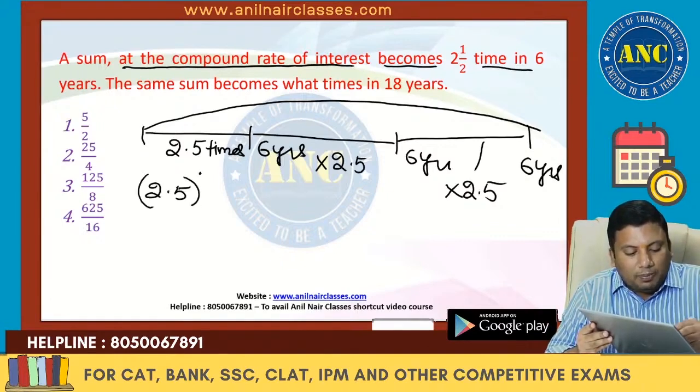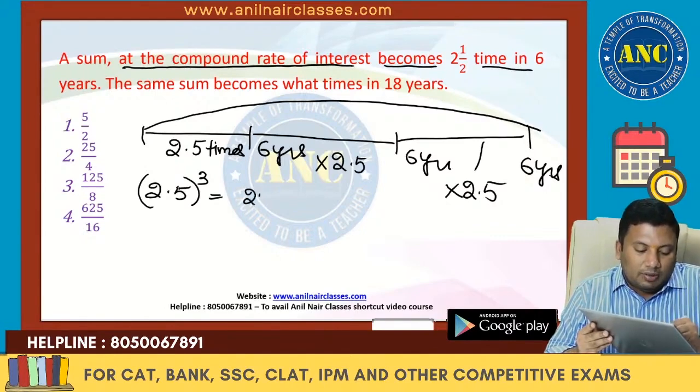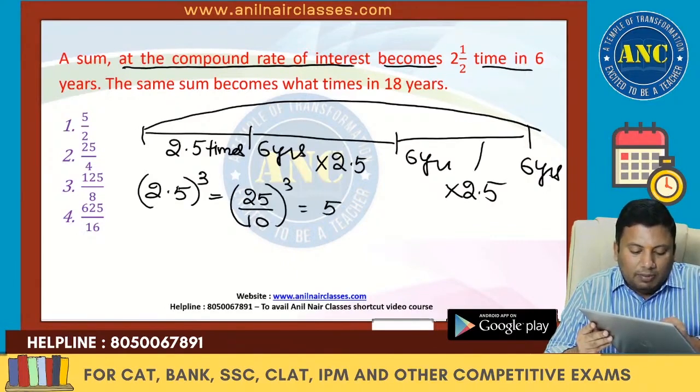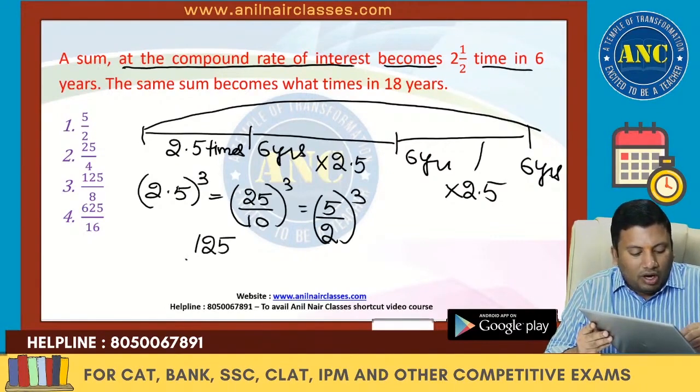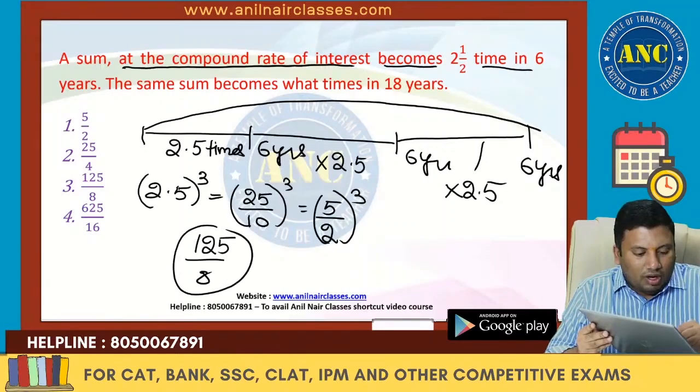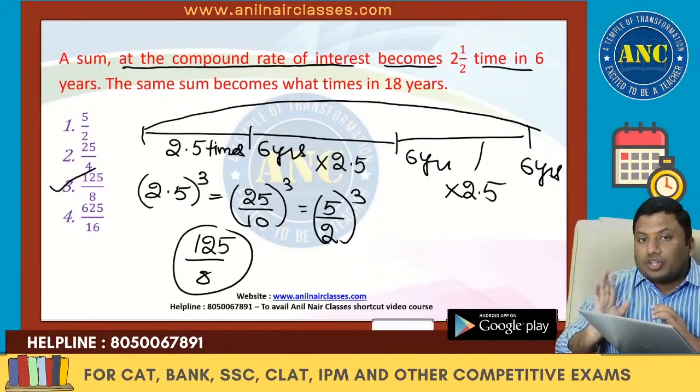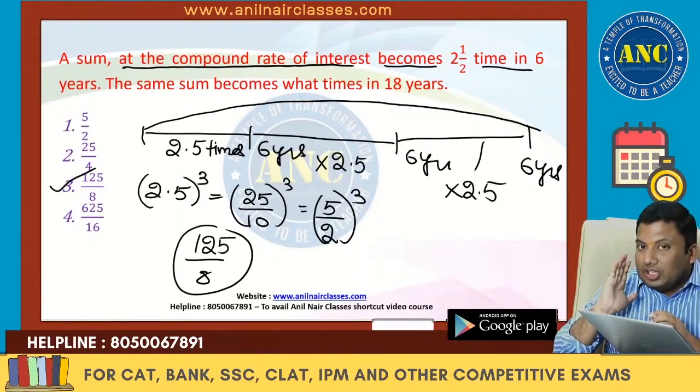2.5 is multiplied 3 times. So this is nothing but (25/10)^3. This is nothing but (5/2)^3, which is nothing but 125/8. 125/8. Easy question, no formula usage, just common sense.